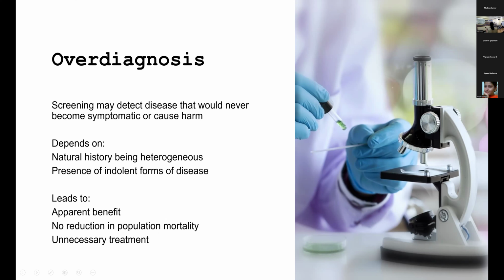There's also something called stage migration bias, where, for example, you have a highly sensitive test and you pick up bone mets, so now the patient's stage goes up. But normally that would not have been detected and would not have affected the patient's outcome at all. So this is why you need to know the disease process, the natural course of the disease, how it progresses. Only then is it appropriate to apply a screening tool.